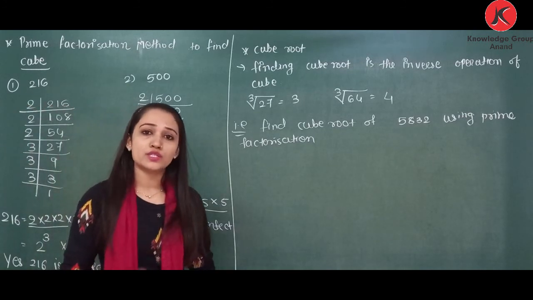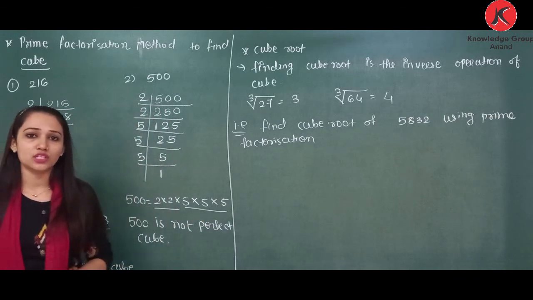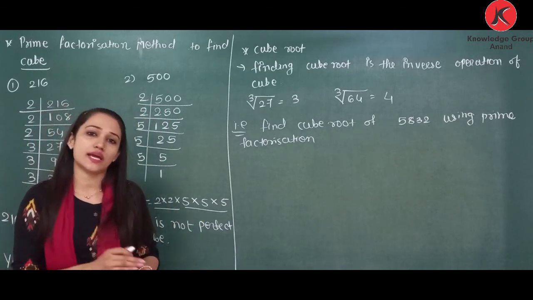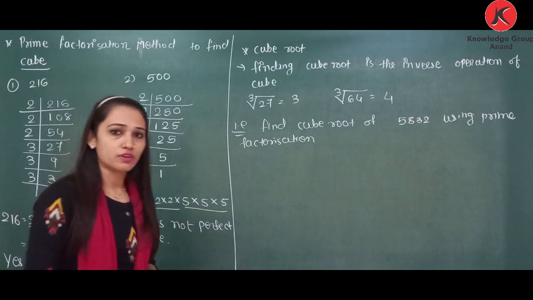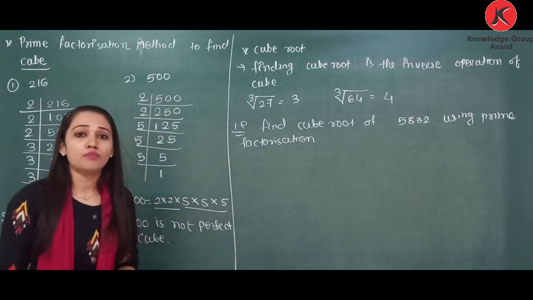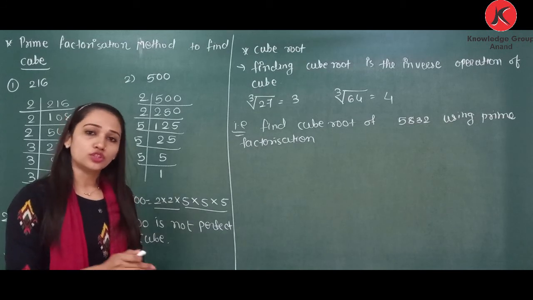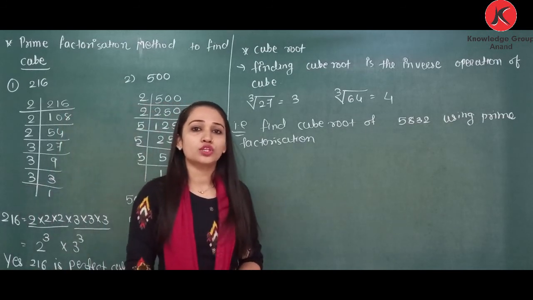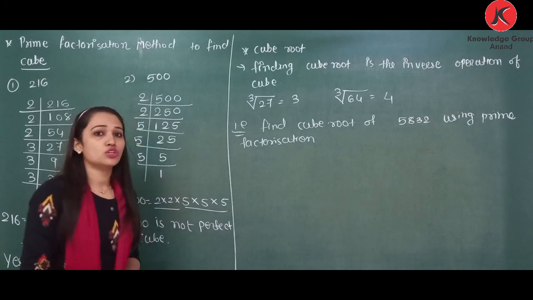Now next one, cube root. As we learned, the inverse operation of addition is subtraction and the inverse operation of subtraction is addition. The inverse operation of multiplication is division and the inverse operation of division is multiplication. Same way, the inverse operation of cube is cube root and the inverse operation of cube root is cube. So finding the cube root is the inverse operation of cube.